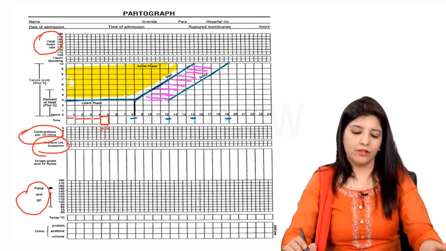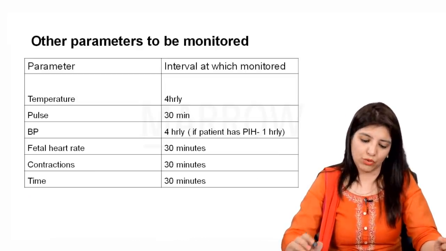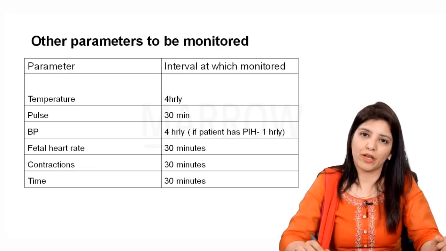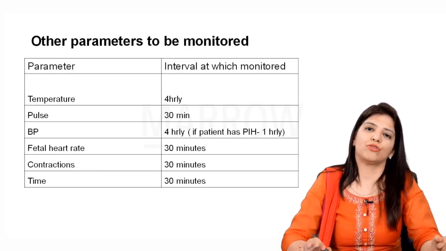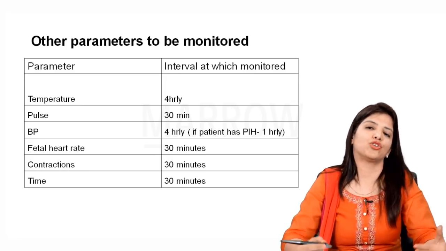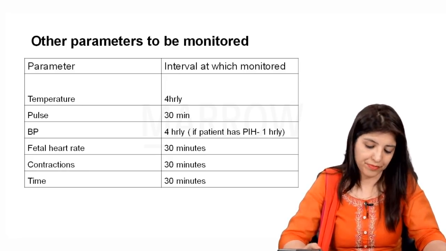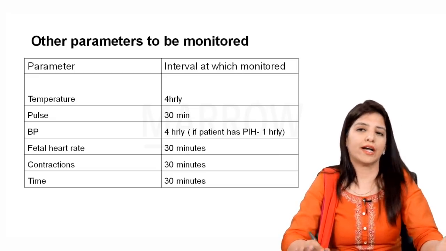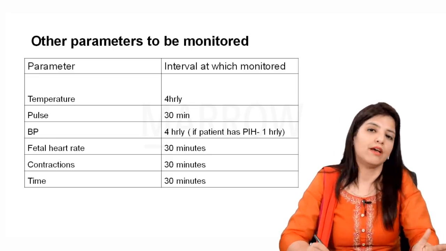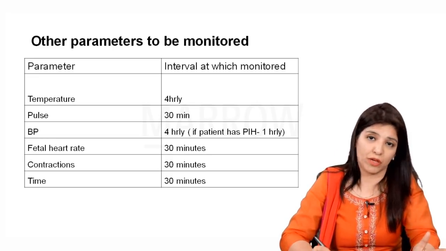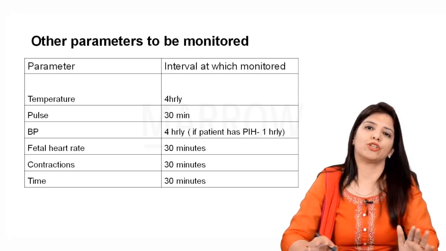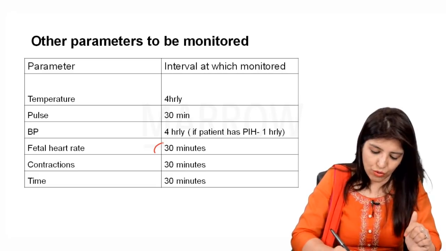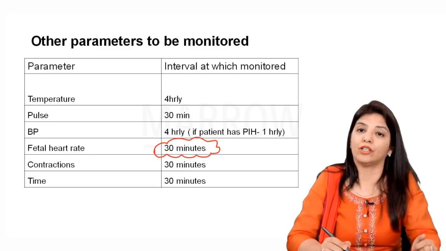Now, note down the parameters which you have to note in a partogram. Number one, you have to note down the temperature of the patient. It should be monitored every 4 hourly and mentioned every 4 hourly. Pulse every 30 minutes. Blood pressure again after every 4 hours. But if the patient is a PIH patient, in that case you have to mention blood pressure after every 1 hour. Fetal heart rate, you have to write after every 30 minutes.